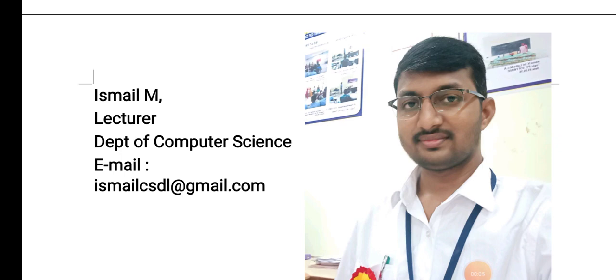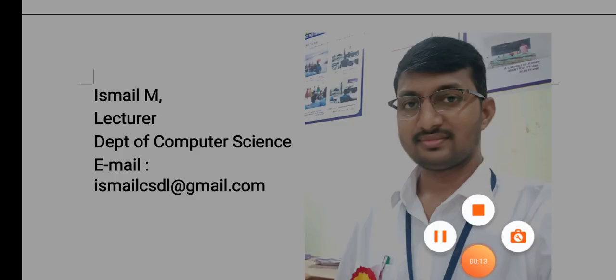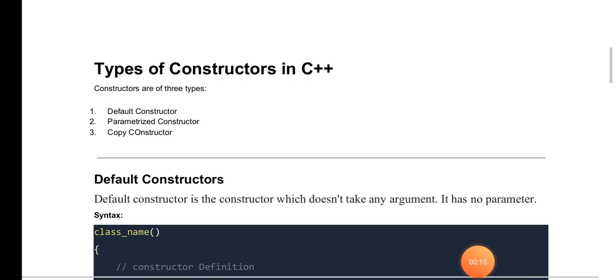In this video, let's discuss various types of constructors in C++. In C++, a constructor is a special member function of the class which has its name same as the class name. A constructor is required to initialize the data of an object as soon as it is created.